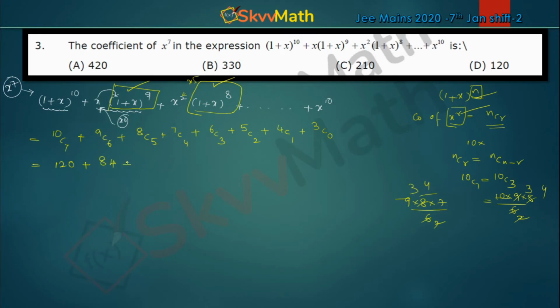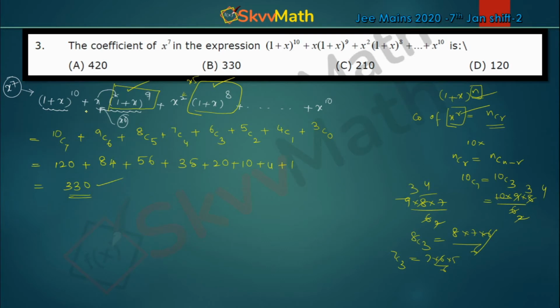This is 84, plus 8C5, which is the same as 8C3. If you calculate 8C3, 8 into 7 into 6 by 6, so 56. Then 7C4, which is 7C3, 7 into 6 into 5 by 6, so you'll get 35. Then 6C3 you will get 20, 5C2 you will get 10, 4C1 you get 4, and 3C0 you get 1. So if you add all these numbers, the addition is going to be 330, right?